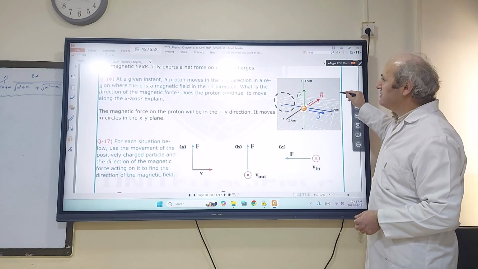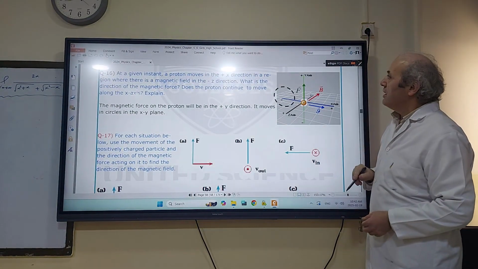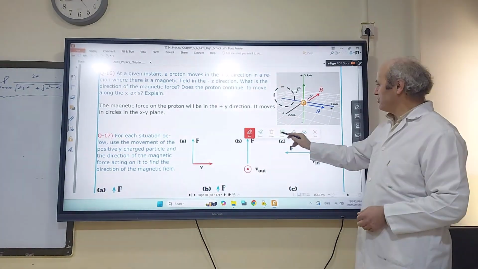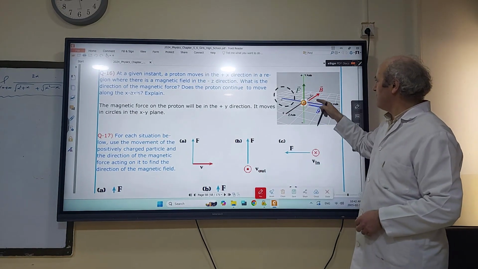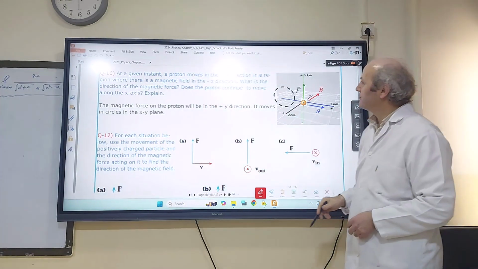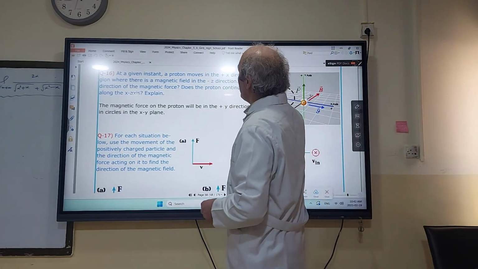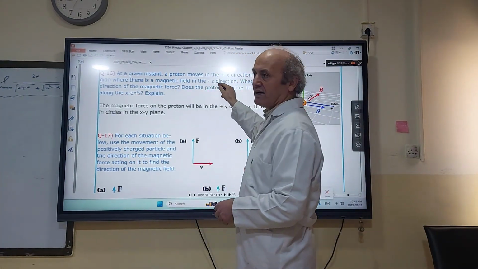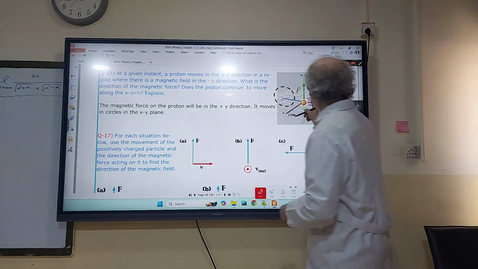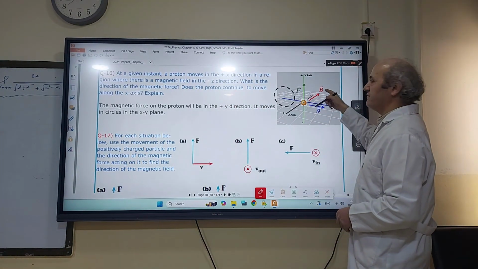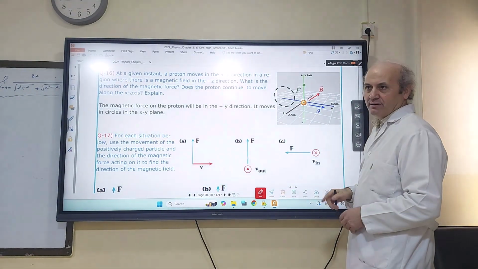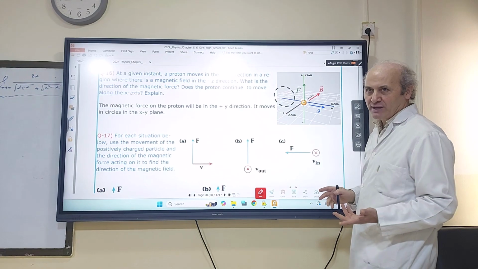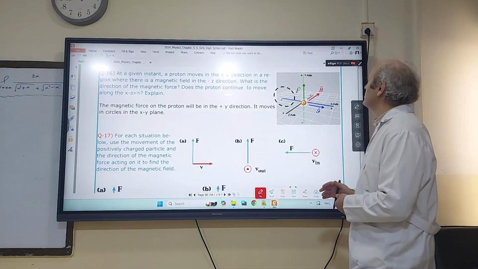All right, question number 16. At a given instant, a proton moves in the positive x direction. This is the set: positive x, negative x, positive y, negative z, positive z. It is in a region where there is a magnetic field in the negative z direction. So velocity is positive x, and the magnetic field is negative z. So the angle between them is 90 degrees, and the maximum magnetic force acts on the charge.